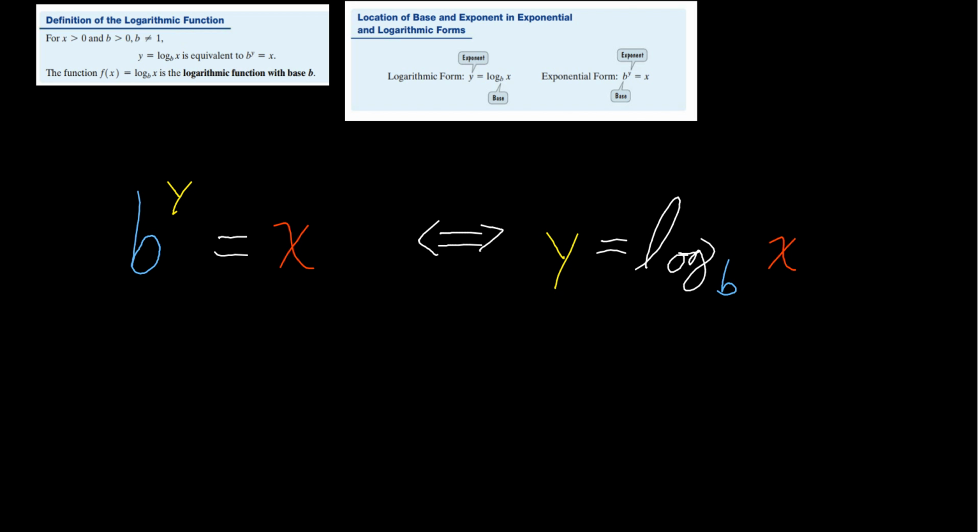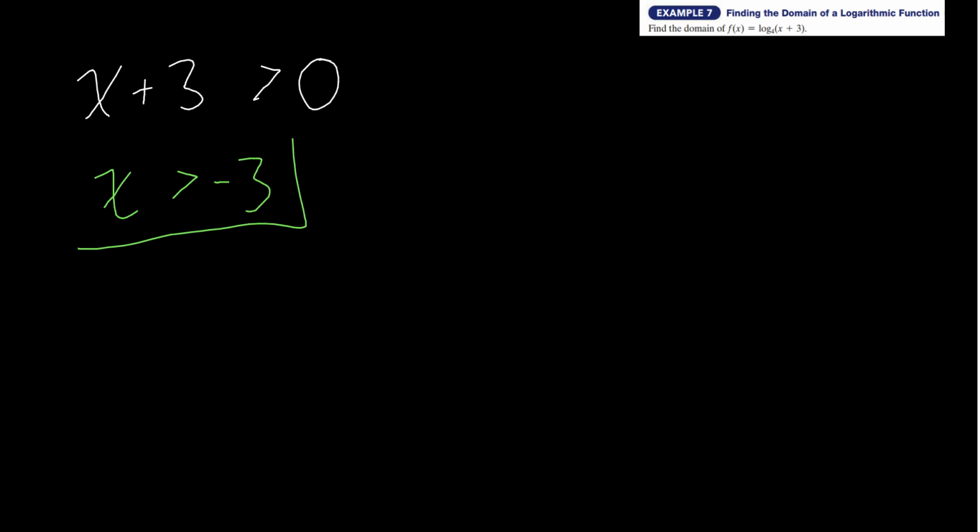So with that in mind, if we solve this algebraically, we would set the argument, which here is x plus 3, greater than 0. Of course, if we solve this, we end up with x is greater than negative 3, and that's the domain. Now that was pretty easy to do algebraically, but I also said there's another way to do it, and it's kind of graphically, but graphically in your head, right?